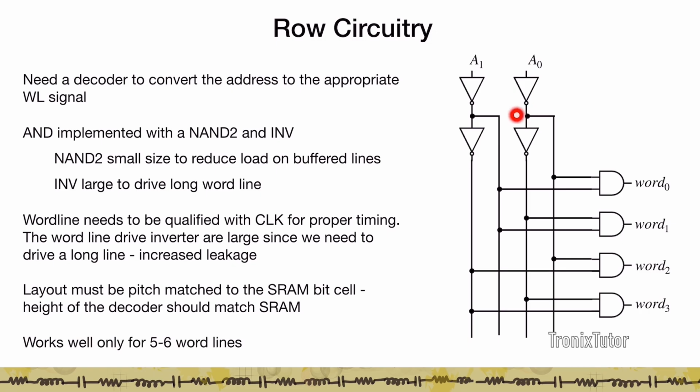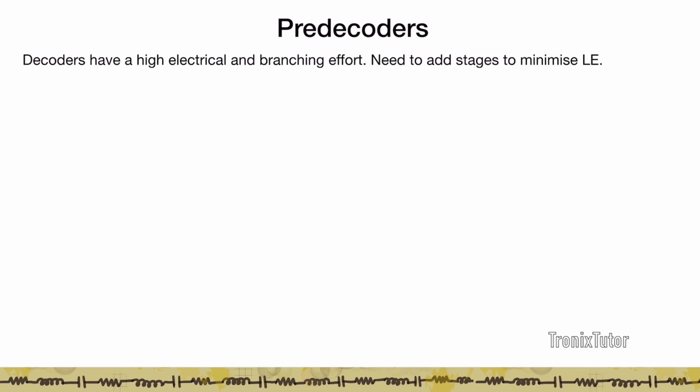This kind of decoder works well for only about 5 or 6 word lines. If you have a larger memory, we use what is known as a pre-decoder. When you have a larger memory with a lot of word lines, the decoders typically have a huge branching effort and hence a higher path effort. So we need to add stages to minimize the logical effort of the decoder.